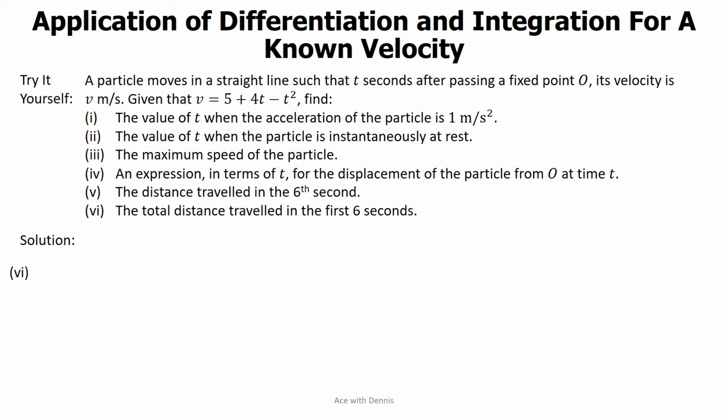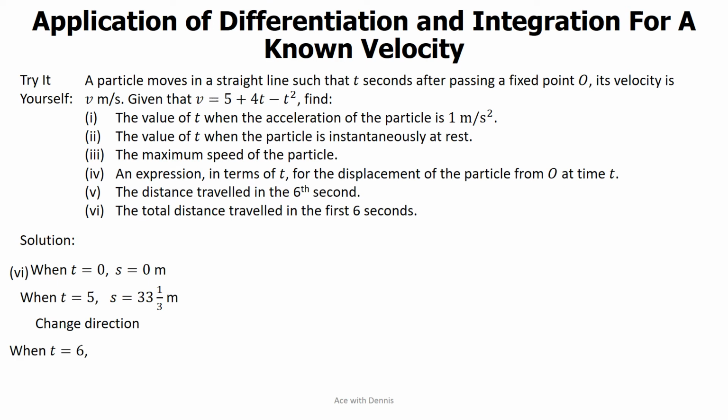Number 6, total distance traveled in the first 6 seconds. So we need to find the displacement for important times. The first one is when t equals 0, we know that the displacement is 0 meters. When t equals 5, the displacement is 33 and 1/3 meters, at which point the particle changed its direction. When t equals 6, the displacement is 30 meters.